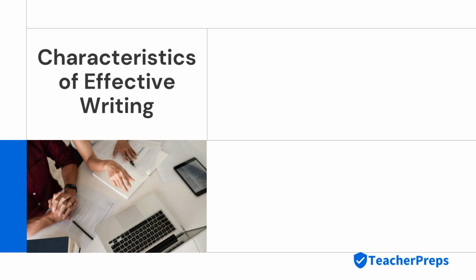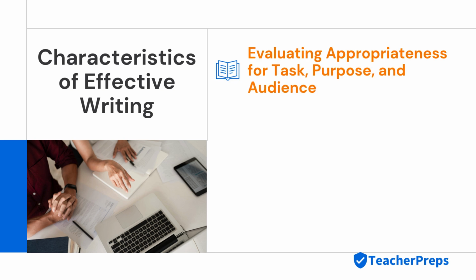When it comes to effective writing, there are a lot of things that we need to consider and also teach our students. Let's get to know them one by one. Effective writing is tailored to fit its intended task, purpose, and audience. This means that the content, the tone, and the structure should all align with the audience's expectation.